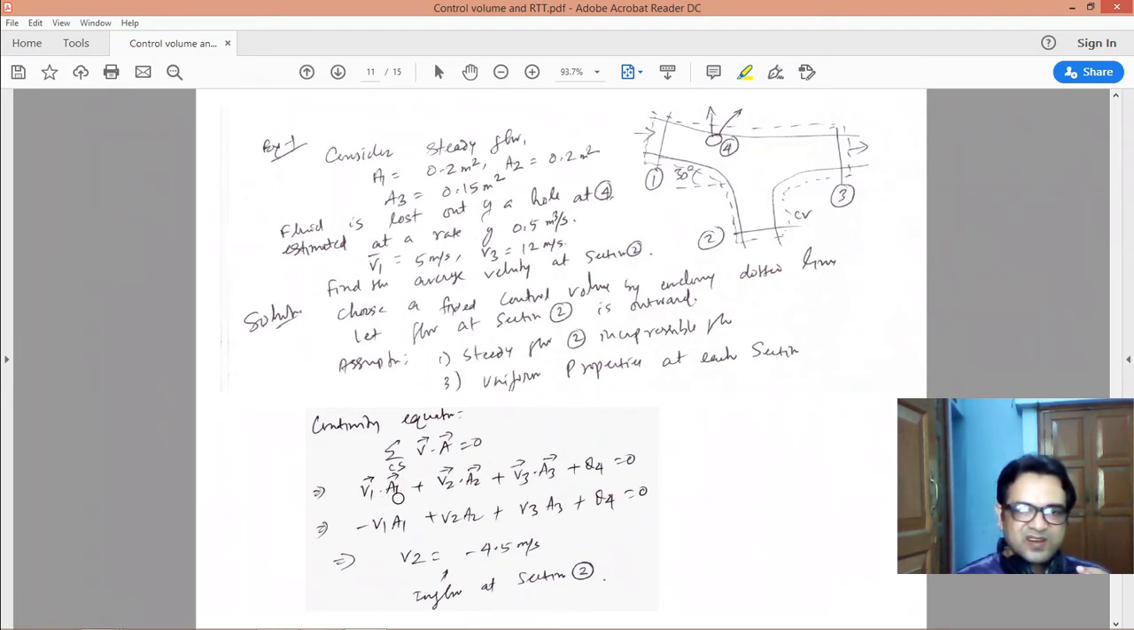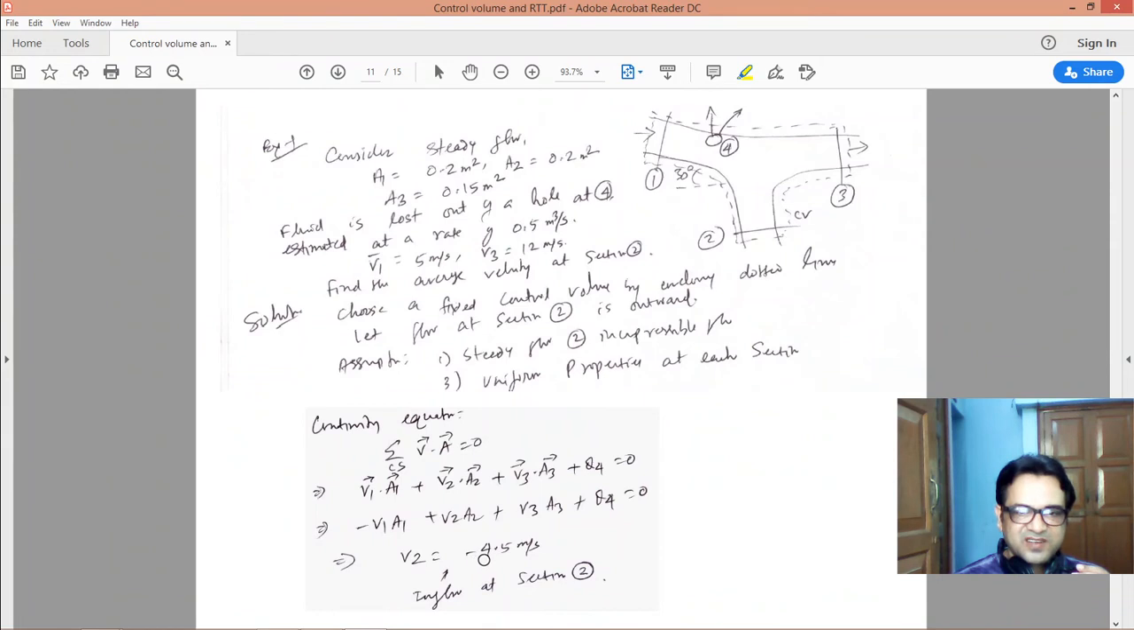So b1 a1, all are vectors, dot products, plus b2 a2 plus b3 a3 plus b4 a4, the last one, equal to 0. At section 1 it's inlet, so negative; at 2 it's exiting, positive; at 3 it's exiting, positive; and at 4 also exiting, positive, equal to 0. So if you solve this, you will get v2 equal to minus 4.5 meter per second.